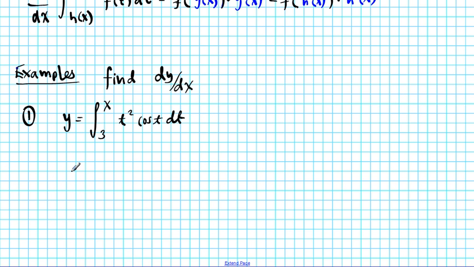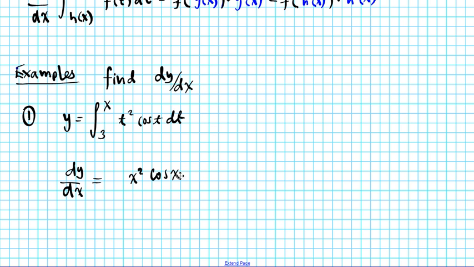Okay, so dy/dx is going to be equal to, instead of t squared cosine t, x squared cosine x. How did I get that? I just plugged in the upper limit, which is x, into this t right here, and into that t over there. Okay, so that's what I did.